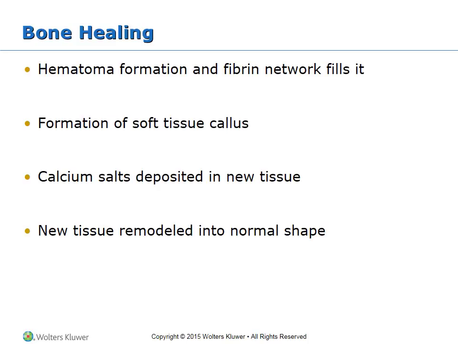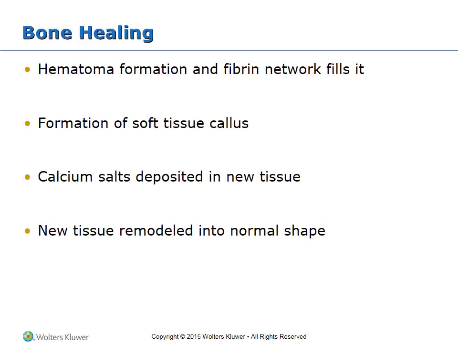and then we have some of the fibrin network filling in there. You can see that fibrin meshwork that starts to build. The next step would be our fibrinolysis and cartilage callus formation. So that's that soft tissue callus. So we're starting to build kind of a very weak bone structure at this point. So it's very much like cartilage.